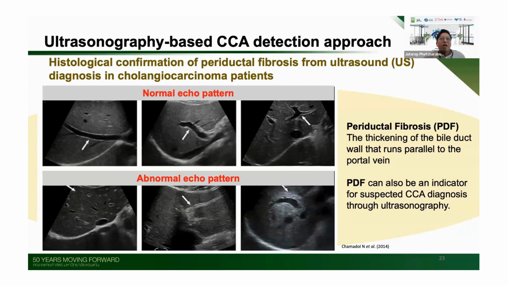We have developed the gold standard for the early stage detection of cholangiocarcinoma, and this method has been developed and optimized by Professor Nitaya Chamadol, who is the radiologist at our Srinagarind hospital. As you can see on the top panel, this is a normal echo pattern that shows the normal bile duct, whereas the bottom panels show the abnormal echo pattern, where we can see the starry sky and the dilated bile duct. So far, we use this technique to screen the population in the endemic areas.